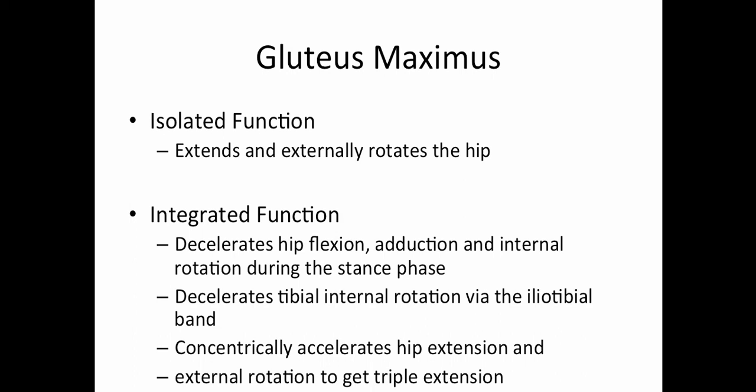As you look at the squat video that I inserted into this module, please notice how the gluteus maximus does pick up the trunk. The integrated function of the gluteus maximus is that it decelerates hip flexion, adduction, and internal rotation during the stance phase. It decelerates tibial internal rotation via the iliotibial band, and it concentrically accelerates hip extension and external rotation to get that triple extension.